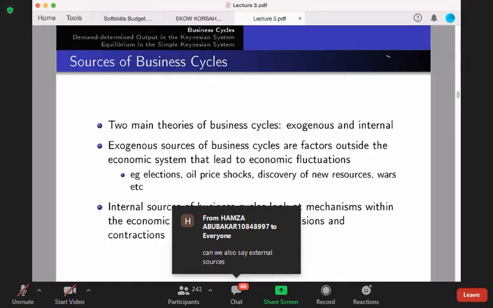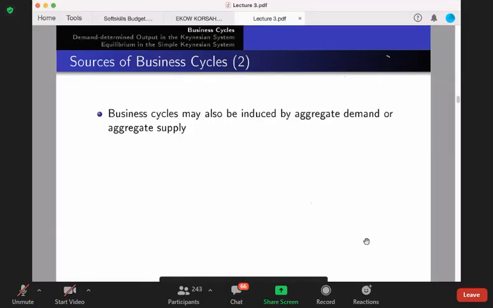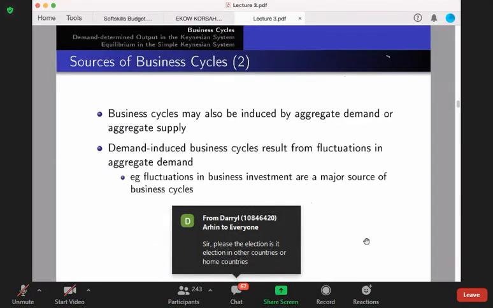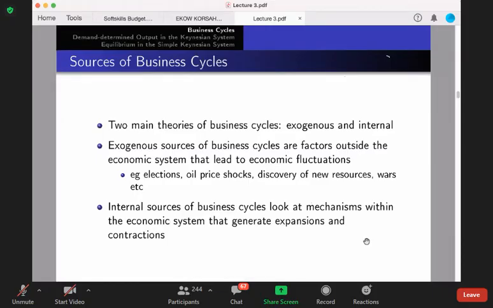Then for the internal sources of business cycle, we are looking at mechanisms within the business cycle that generate expansions and contractions. What are those things within the business cycle that create them? So for instance, when there is panic buying and people unnecessarily consume, during Christmas times and those things, there's some form of panic buying and people just all of a sudden buy things. The economy can decide to go up or come down, depending on how things go.